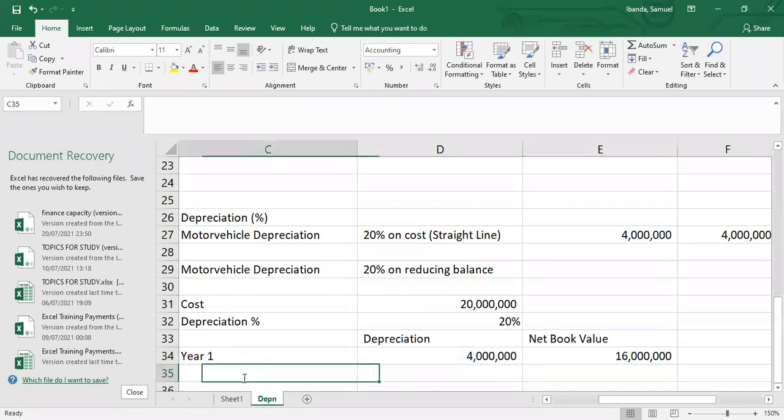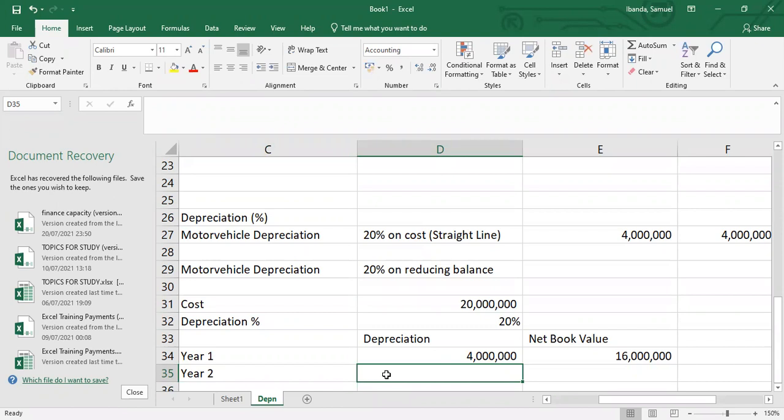Now, when it comes to year 2, how am I going to calculate my depreciation? Since it's reducing balance, I'll not do 20% times 20 million because it's not straight line. The depreciation has to be different. What I'll do is 20%, and this time I'm going to multiply with the net book value, which is the 16 million.